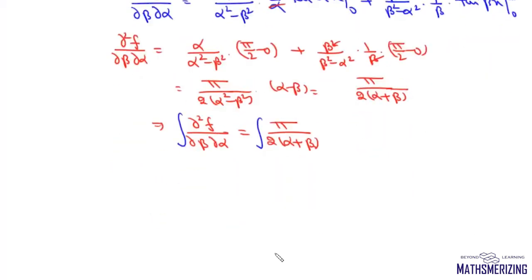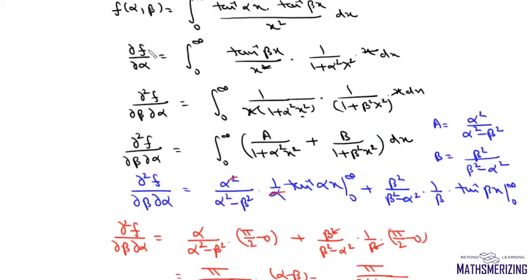So we can write del f upon del alpha will be pi by 2 log of alpha plus beta and then plus c alpha. Now we look at del f upon del alpha. If beta is 0, the value of this integral is 0. So if we put beta as 0, the value of del f upon del alpha will be 0.